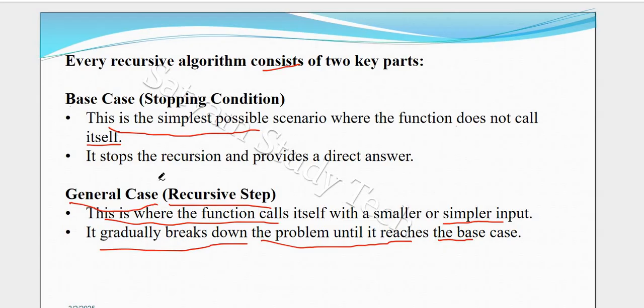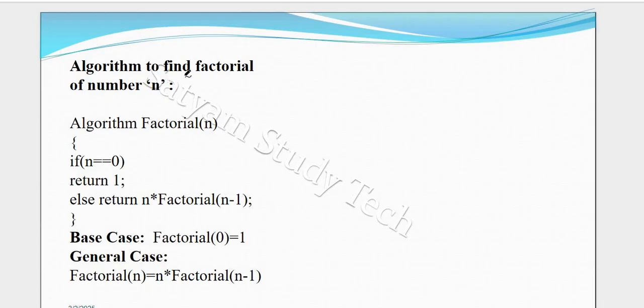Now we can see an example: the algorithm to find the factorial of a number n. This is the algorithm factorial of n: if n equals 0, return 1, else return n into factorial of n minus 1. So what is the base case? Factorial of 0 equals 1, this is the base case. The general case means factorial of n equals n into factorial of n minus 1. This is the general case.